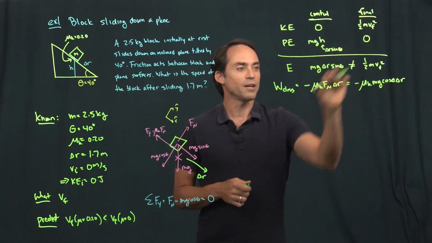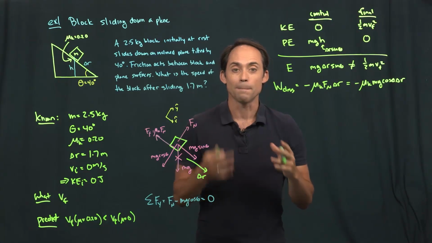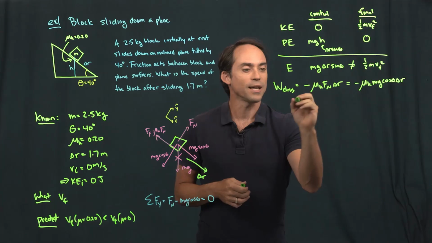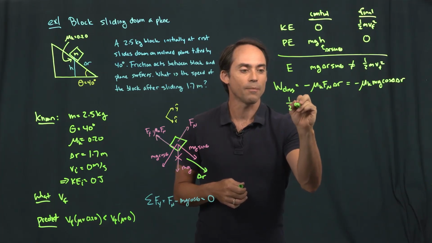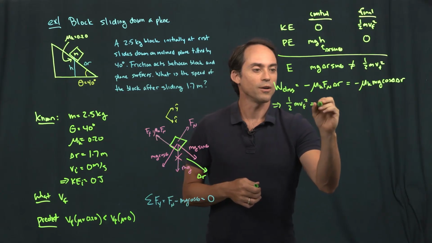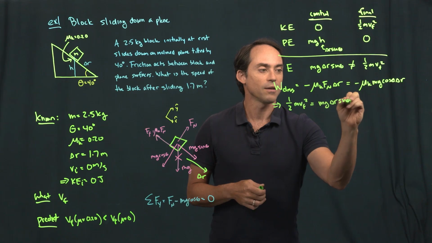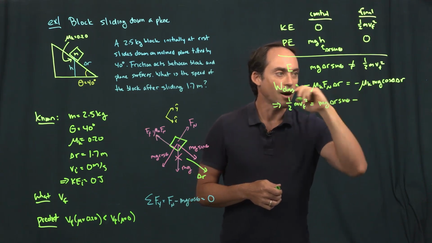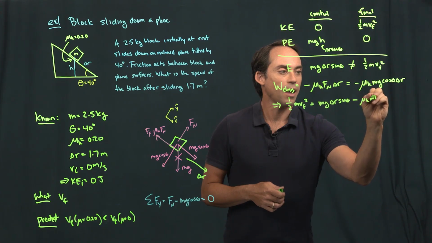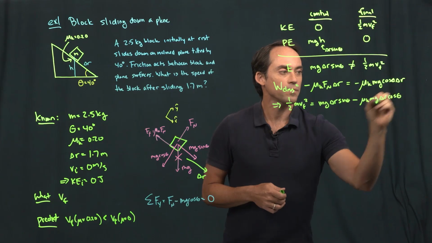We've got our initial and final energies. And now we just have to write our final energy as the initial energy minus the energy that's dissipated. So we can just write that down as 1/2 m v f squared is equal to our initial energy, mg delta r sine theta, minus our dissipative force, mu k mg delta r cosine theta.